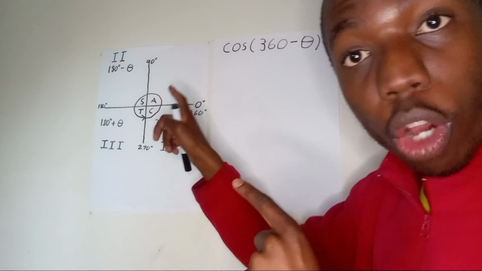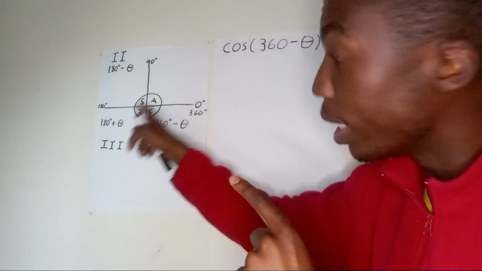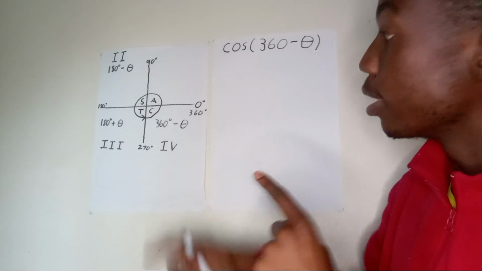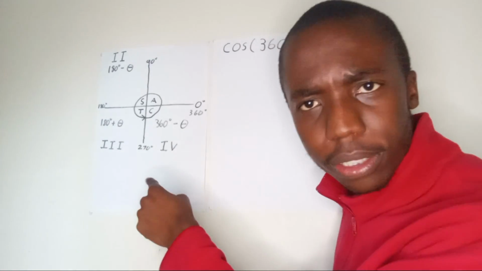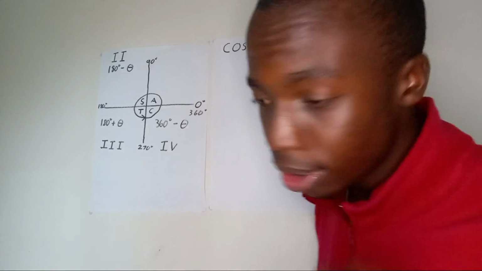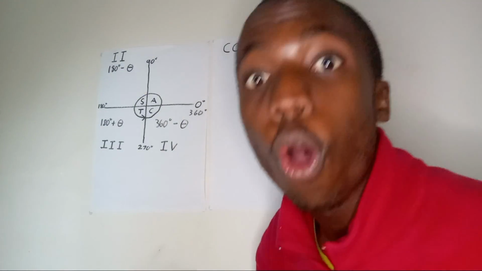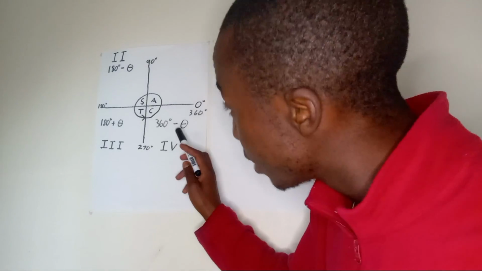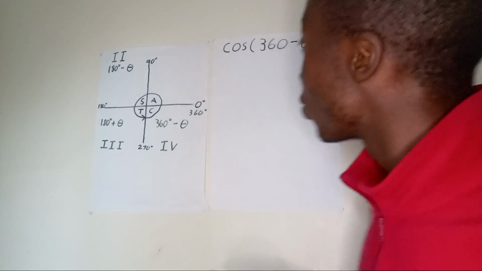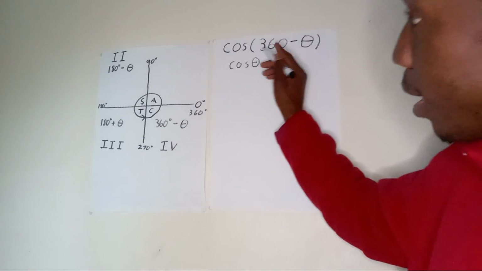If you pay attention to the diagram, you can see which quadrant this is located in. It's obviously the fourth quadrant, right? And now the main goal is to determine whether cos will be negative or positive. Since this is in the fourth quadrant, what is positive in the fourth quadrant? It's cos. So that means it's cos theta, right?